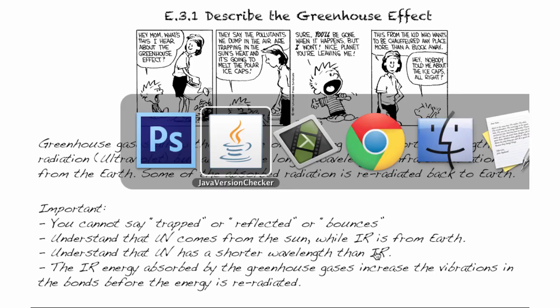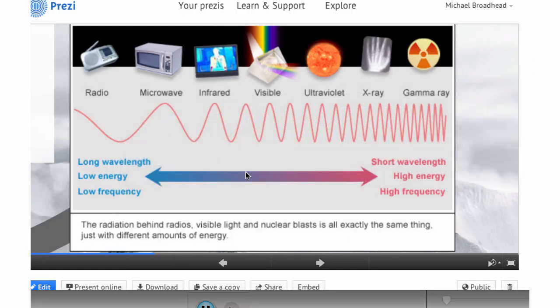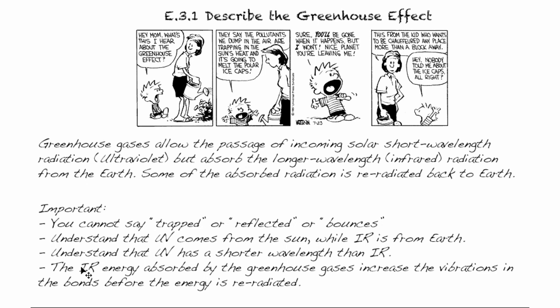If you've not taken a look at this previously, you'll want to take a close look at the electromagnetic spectrum. Here's ultraviolet. You can see that it has a shorter wavelength than the infrared, which has a longer wavelength. The infrared energy absorbed by the greenhouse gases increases the vibrations in the bonds before the energy is re-radiated or re-emitted. That's a very key point there.